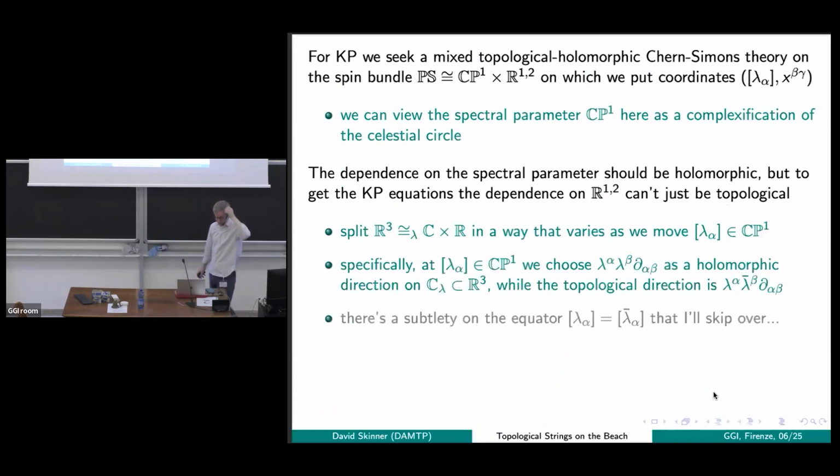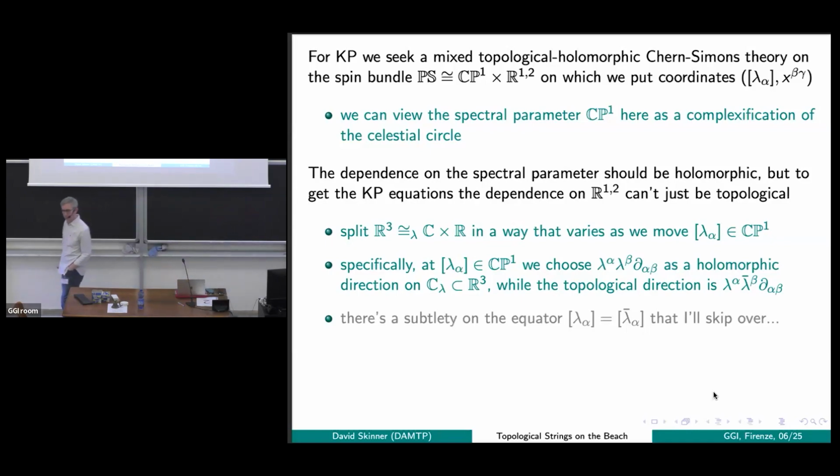Okay, so to find a way of thinking of R^3 as a combination of complex and topological directions, we'll split it into a complex plane and a real line, but the way we'll do that split is going to vary as we move around in the spectral parameter direction, the CP1. In particular, at some point on the Riemann sphere, I'm going to choose this vector to be my holomorphic vector in R^3. So whatever my point is on the Riemann sphere, I construct a null vector, lambda lambda d by dx, and think of that as my holomorphic vector. The same thing with lambda bars will be my anti-holomorphic direction, and the mixed one, which is not a null vector, at that point on the Riemann sphere will be the topological direction.